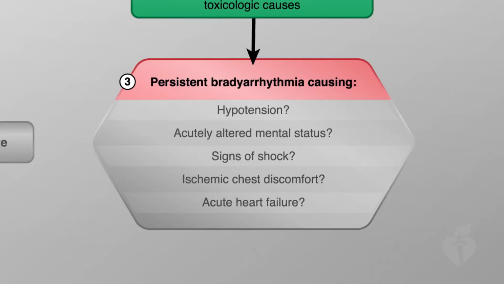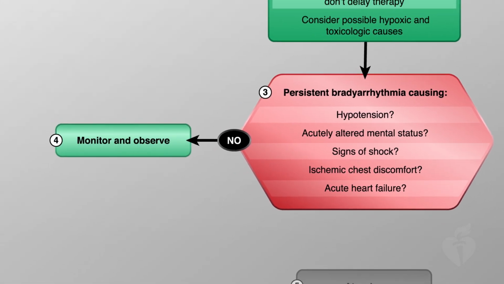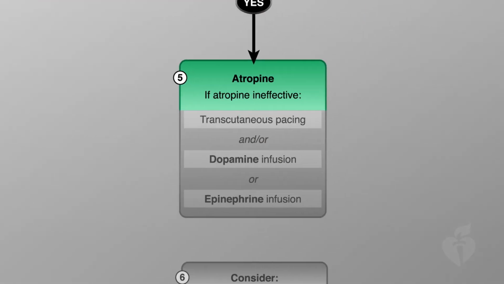The primary decision point in the algorithm is determining whether the bradycardia is causing the patient's signs and symptoms or some other illness is causing the bradycardia. These symptoms include hypotension, acutely altered mental status, signs of shock, ischemic chest discomfort, and acute heart failure. If the patient has adequate perfusion, observe and monitor. If the patient has poor perfusion, administer atropine.